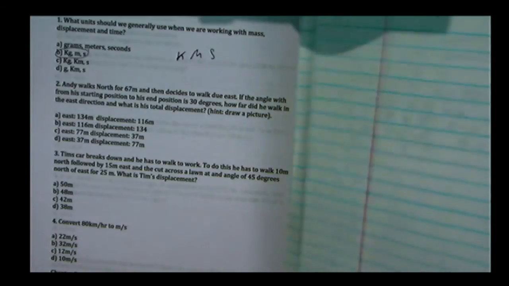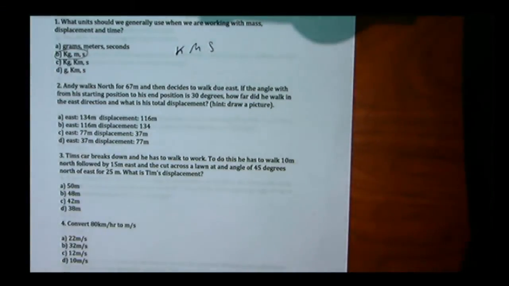All right, well, let's just read it. So it says Tim's car breaks down and he has to walk to work. To do this, he has to walk 10 meters north, followed by 15 meters east, and cut across the lawn at an angle of 45 degrees north of east for 25 meters. What is Tim's displacement?